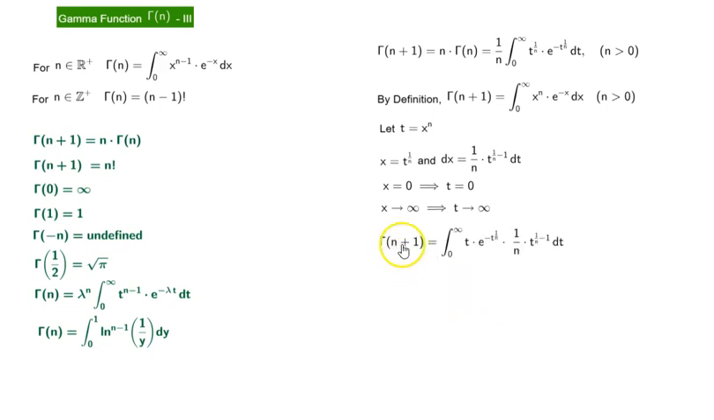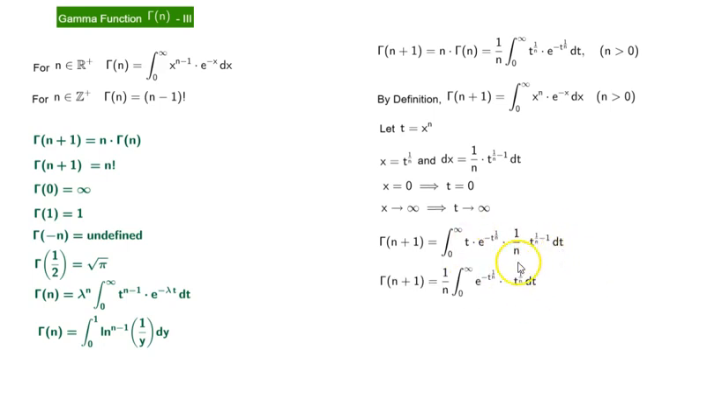So here, gamma of n plus 1, we are going to carry out the substitution. Integral from 0 to infinity of x to the power of n is t, so t times e to the power of minus x. E to the power of minus x is e to the power of minus t to the power of 1 by n, times dx, which is 1 by n times t to the power of 1 by n minus 1 dt.